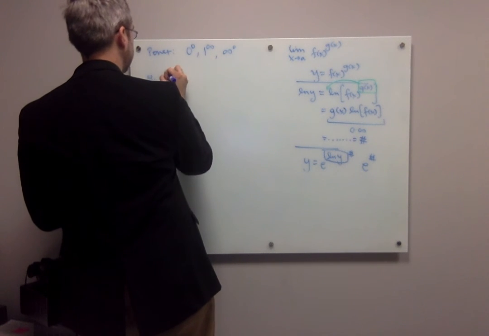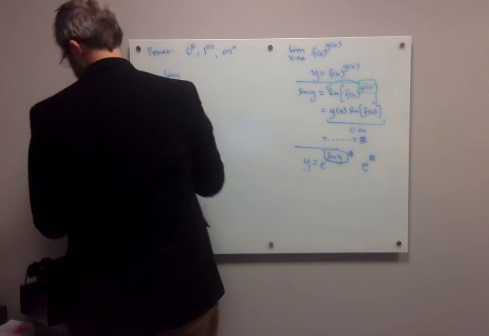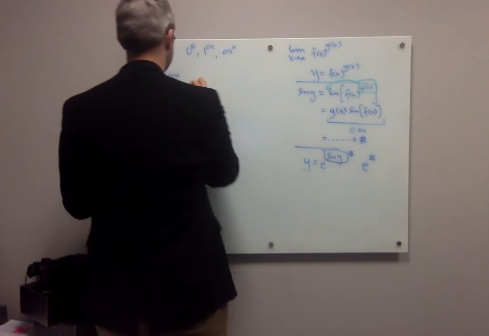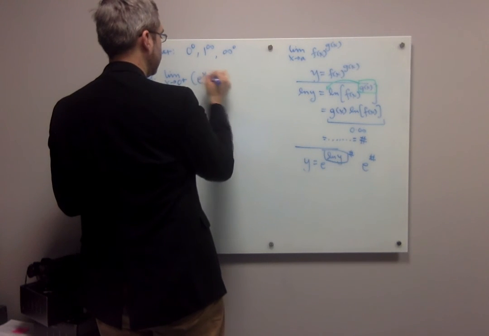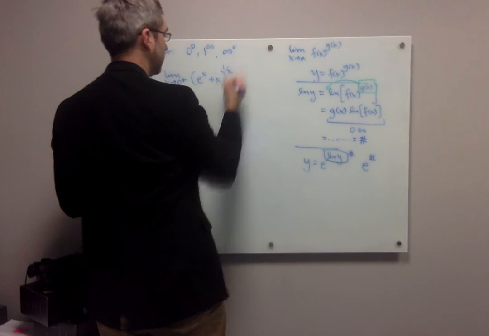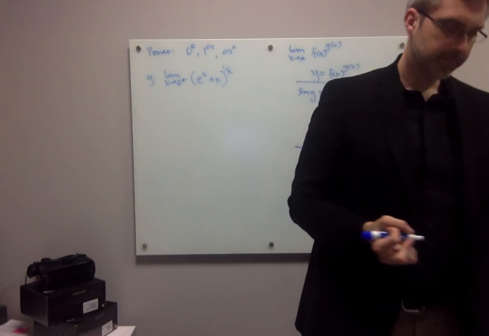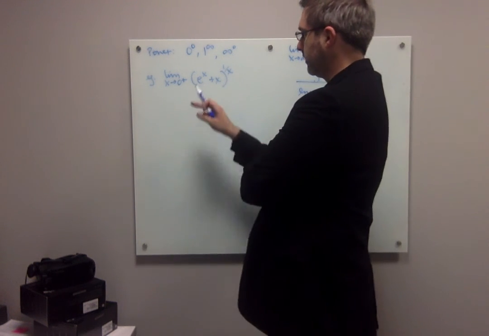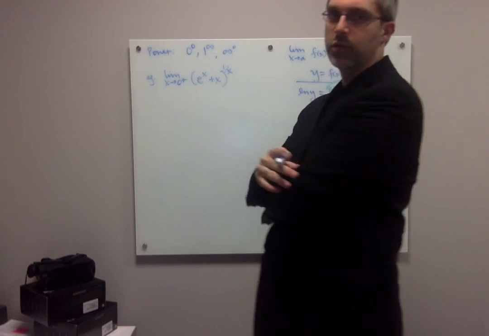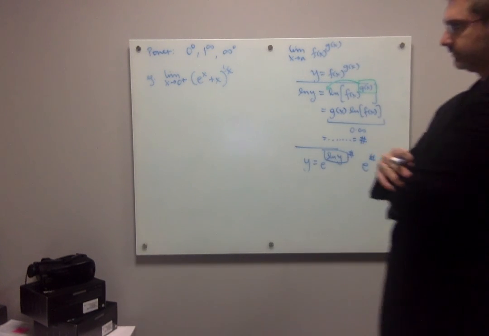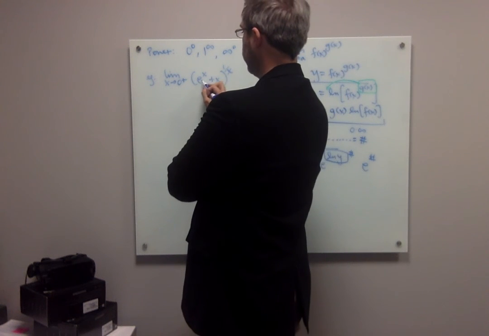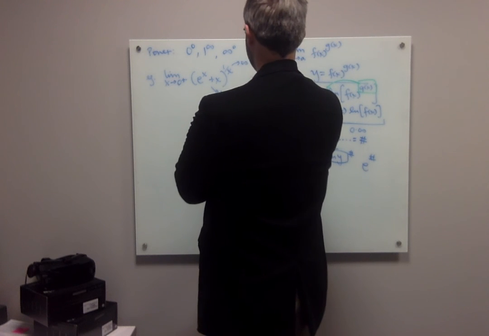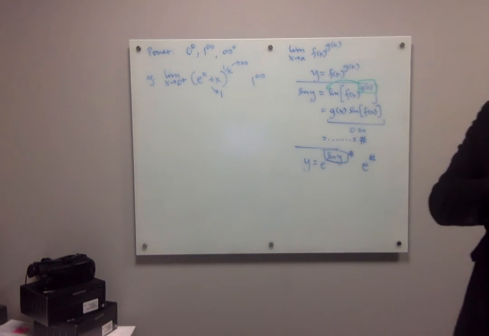Okay, let's do the limit as x goes to 0 from the right of e to the x plus x to the 1 over x. Now when x goes to 0, e to the 0 is 1 plus 0. This goes to 1. And 1 over 0 is infinite. So we are, again, in this case of a 1 to the infinity situation.